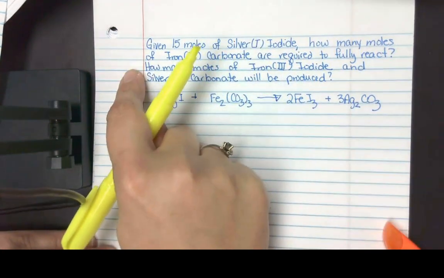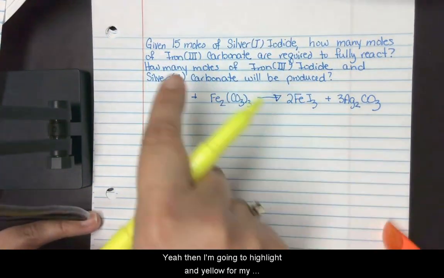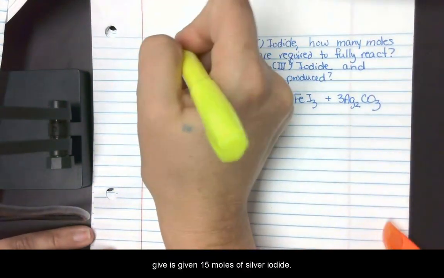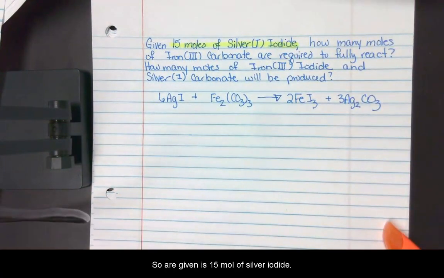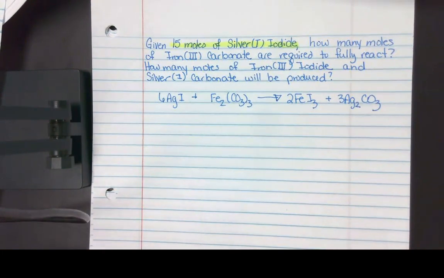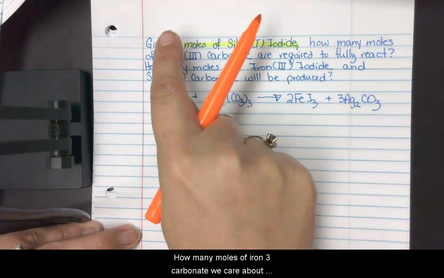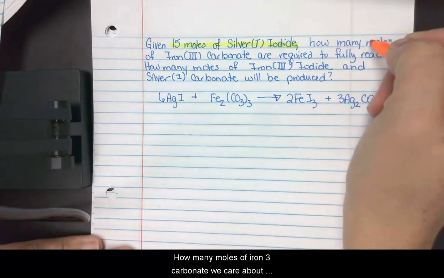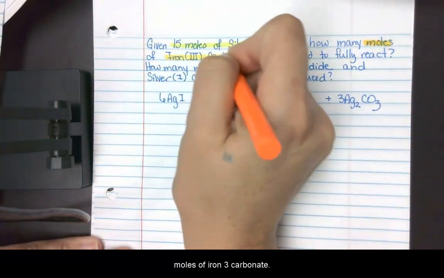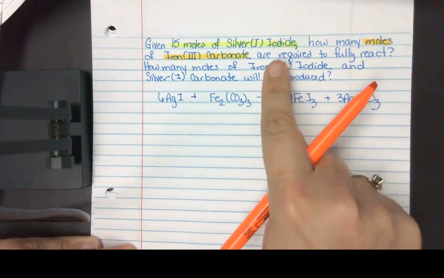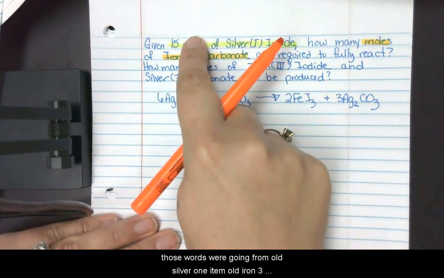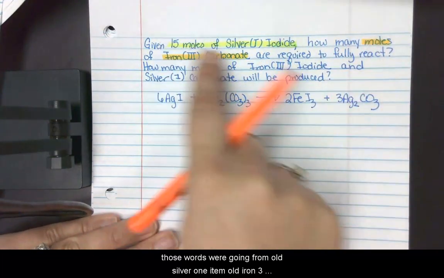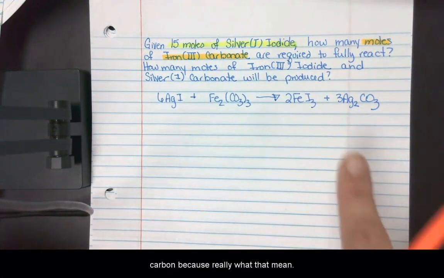So, I'm going to highlight in yellow for my givens: given 15 moles of silver iodide. So our given is 15 moles of silver iodide. How many moles of iron 3 carbonate? We care about moles of iron 3 carbonate required to fully react. Doesn't matter that it says all those words. We're going from moles silver 1 iodide to moles iron 3 carbonate. That's really what that means.